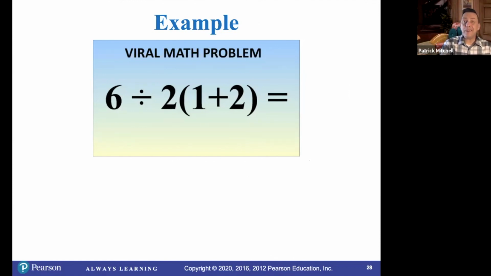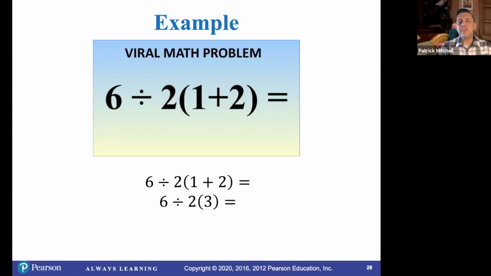The correct way to do this is like this. You start with 6 divided by 2 times (1 plus 2). Notice we do have parentheses here. So I'm going to do the problem in the parentheses first. 1 plus 2 is 3. Now the 2 parentheses 3 means multiplication, right? So what a lot of people are tempted to do at this point is do 2 times 3 is 6, and then 6 divided by 6 is 1. That's not how it works. Multiplication and division are done from left to right in the order they occur.